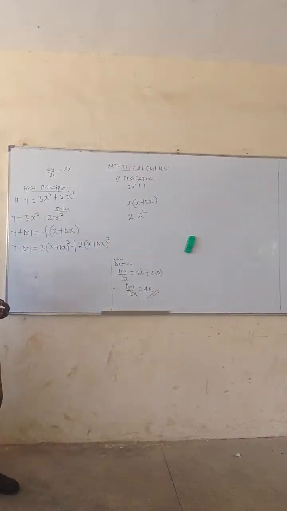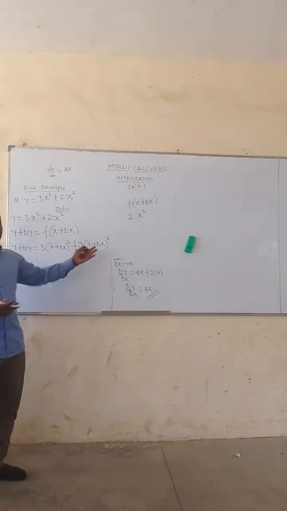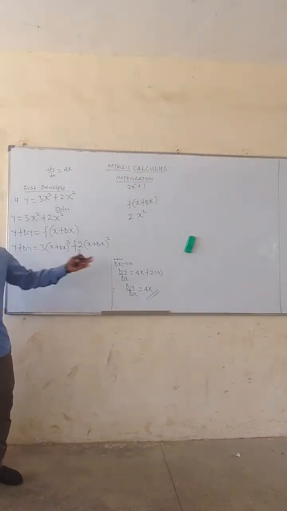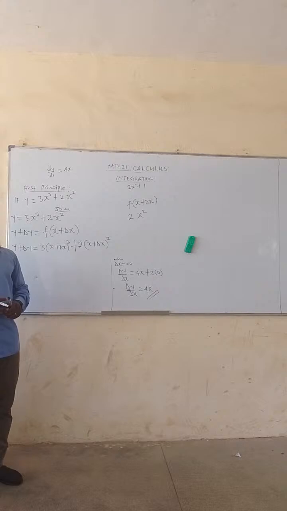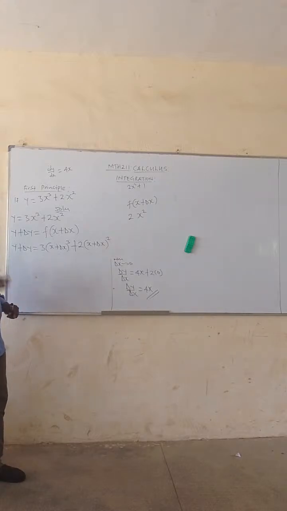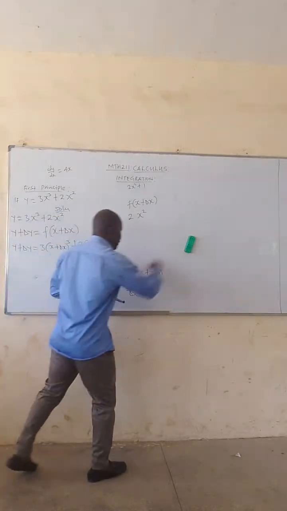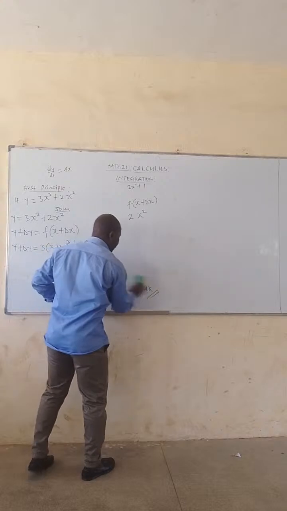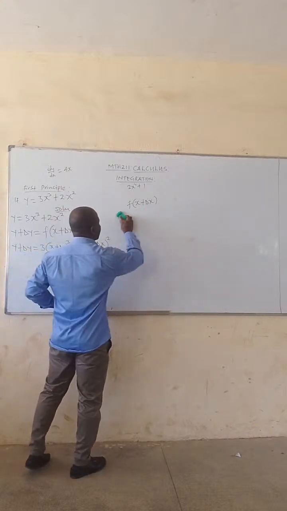So what you need is binomial theory. You have to apply your binomial theory here. Here we just need 1, 3, 3, 1. When you get home, try and expand it, because I'm not going to break it down again.